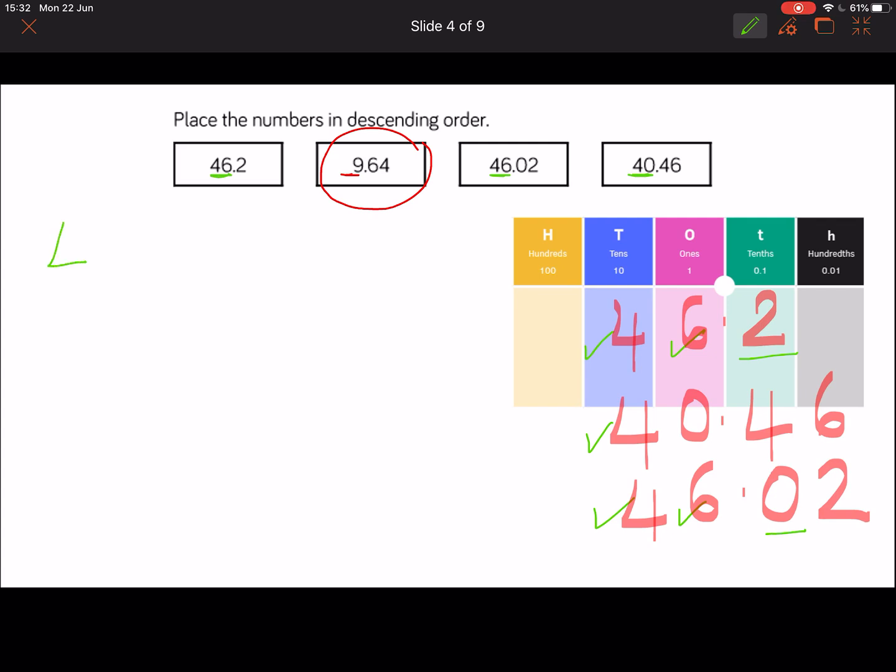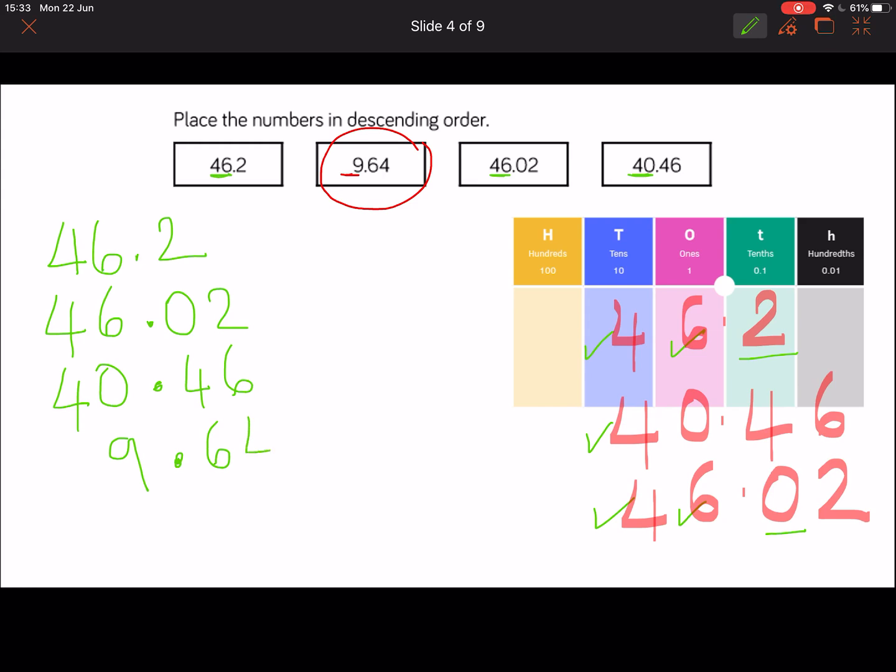So I can start by saying 46.2 is the largest number. I then know 46.02 will be the second biggest. Then I've got 40.46. And then finally, I've got 9.64 as the smallest number. So as you can see, we are going from the biggest number down to the smallest number.